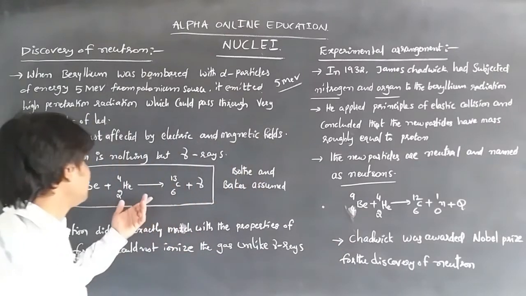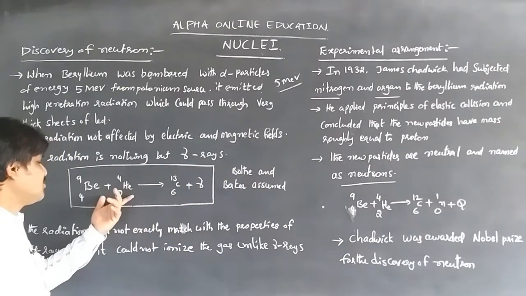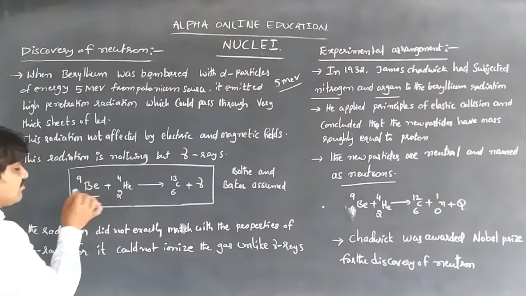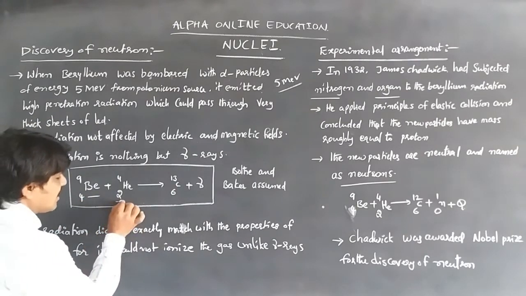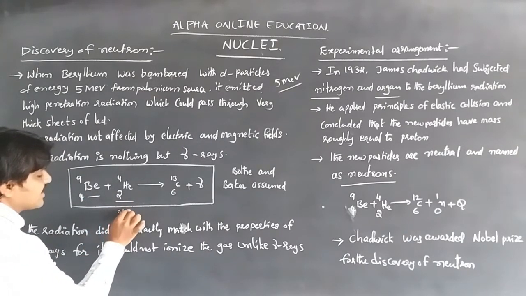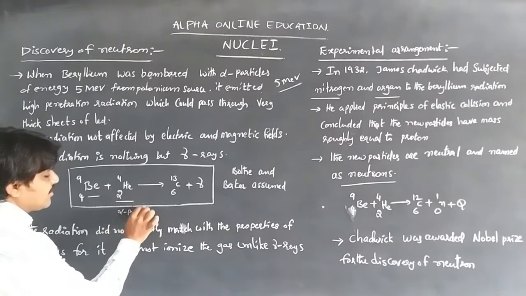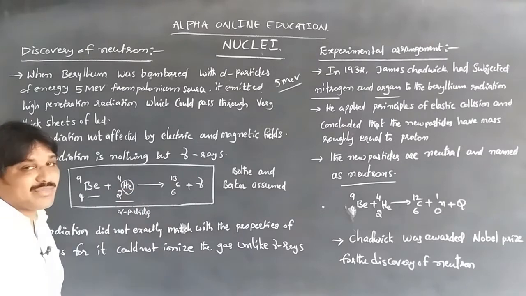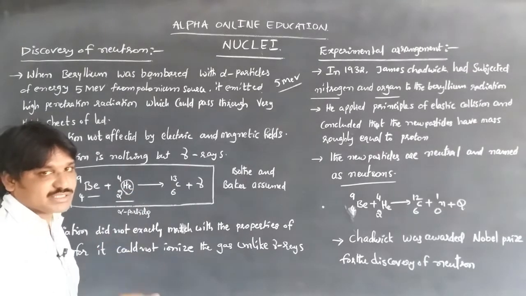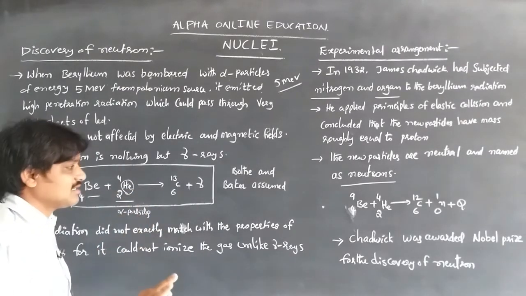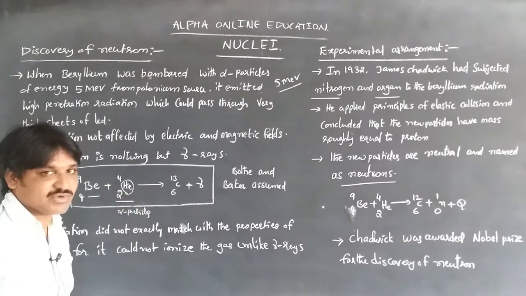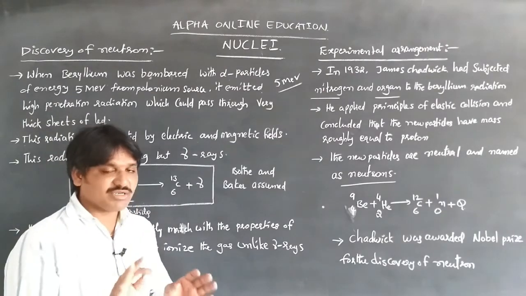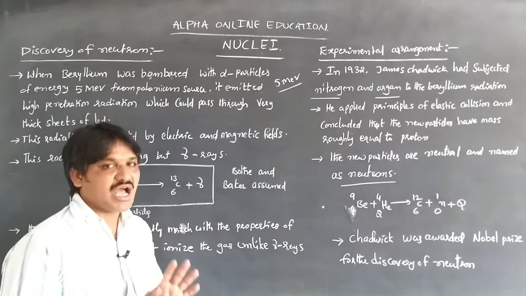According to the equation, Bothe and Becker assumed that when beryllium is bombarded with helium, meaning alpha particles, we can say that the nucleus of a helium atom is called an alpha particle. What is meant by alpha particles? The nucleus of a helium atom is an alpha particle.